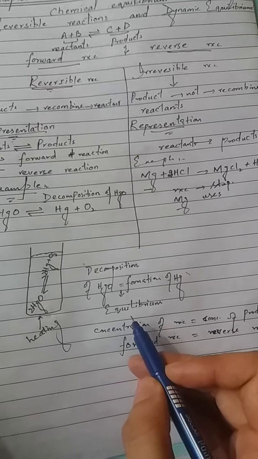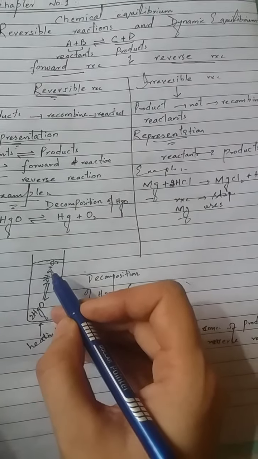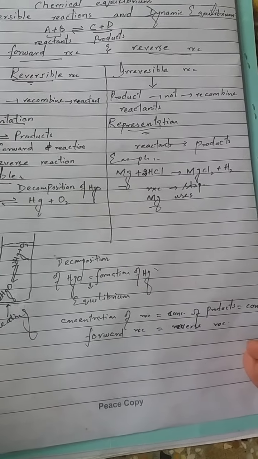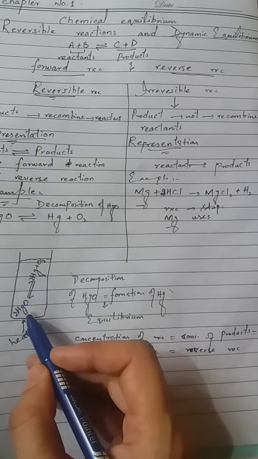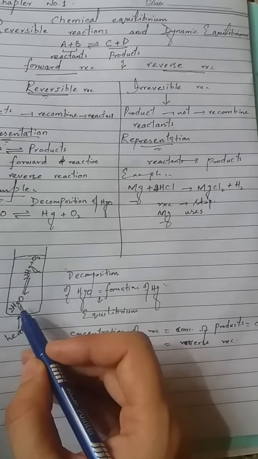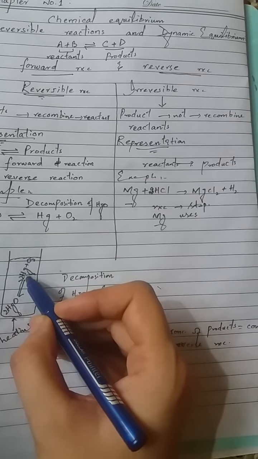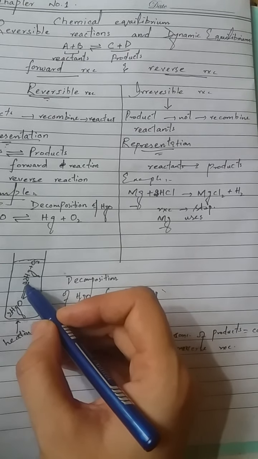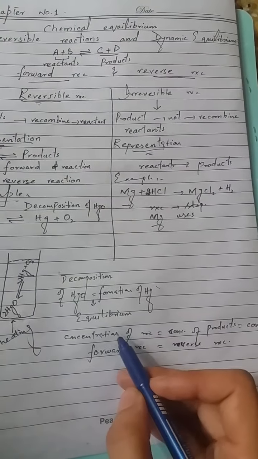At equilibrium, the concentrations of reactants and products become constant. And here the forward reaction must be equal to the reverse reaction. It means that the formation of mercuric oxide must be equal to the decomposition of mercuric oxide. So this state is known as the equilibrium state.